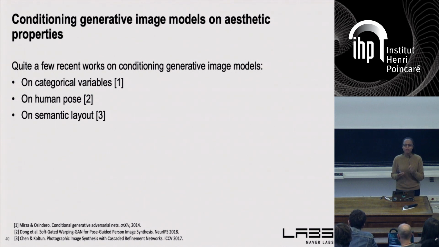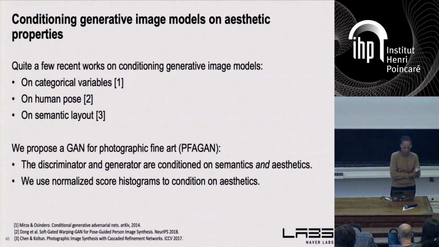Maybe some of you have seen some recent work by NVIDIA that does this, where given as input a semantic layout of a scene, the network is supposed to output a photorealistic image that conforms to that semantic layout, okay? So in this work, what we'd like to do is to propose a GAN for photographic fine art. This is a GAN that's conditioned not just on semantic information, but also on aesthetic properties that we might like of an image. We condition on semantics in the typical way, using categorical variables. But then we condition on aesthetics using the score distributions that I've been talking about, right? So using this normalized score histogram as conditioning information.